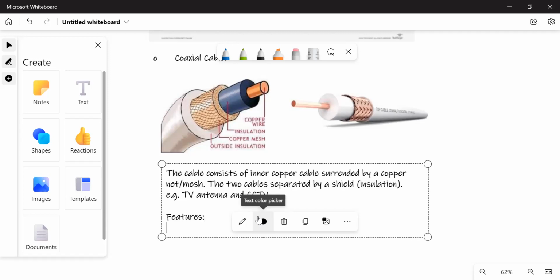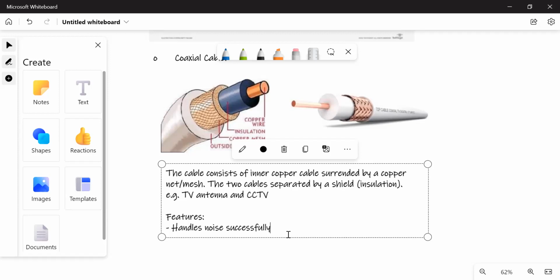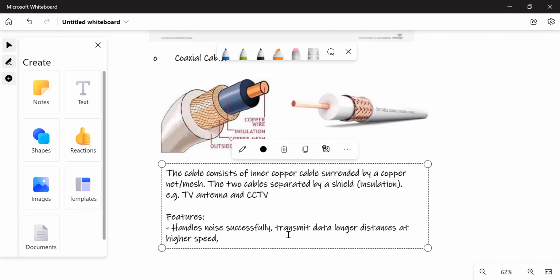So the features we can say: handles noise successfully, transmits data longer distances at higher speed, used for both analog and digital signals. Right.